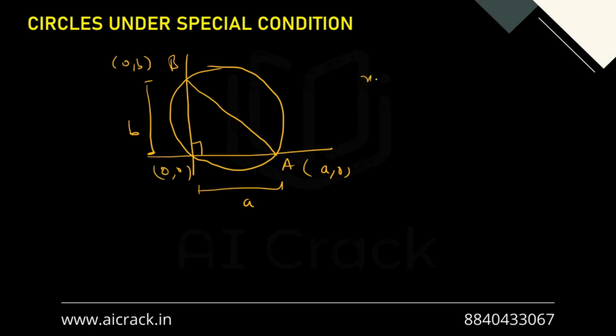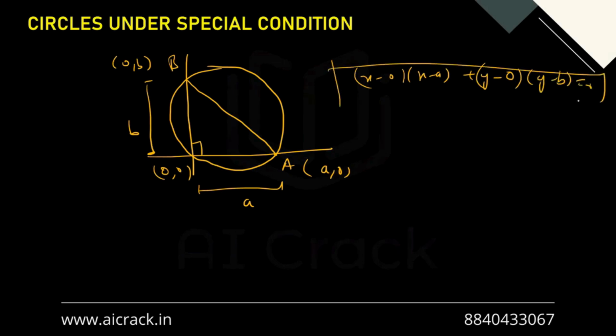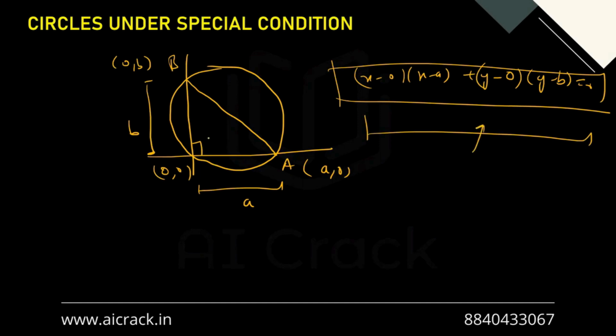So that would be (x minus a)(x minus 0) plus (y minus 0)(y minus b) equals 0. So we can also write down the equation of circle in the diametric form, right? So basically in this particular case, we already had three conditions. The first condition is that this intercept is being given. The second condition is that this intercept is being given. The third condition is the circle is passing through origin. So we already had three conditions given. That is why we can directly find the equation of circle from these three given conditions.